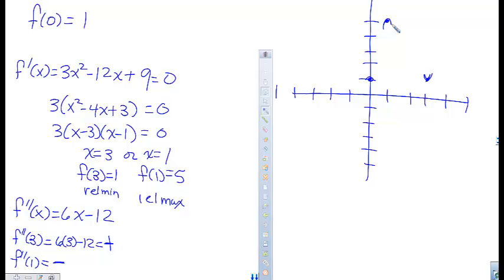So the function looks something like that. You wouldn't test the 0, 1? No, because it was not a candidate for a critical value. The only ones we got for critical values were 3 and 1.